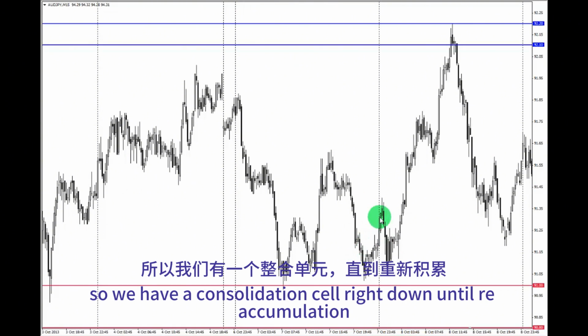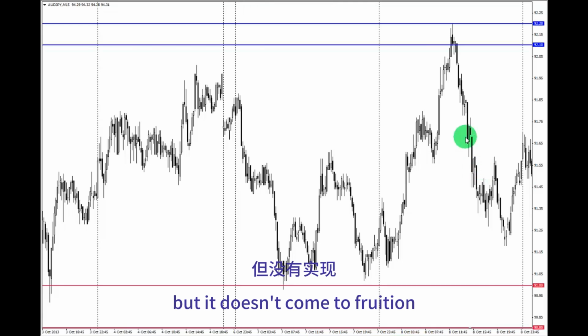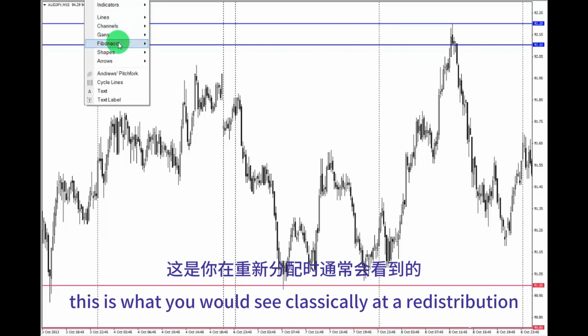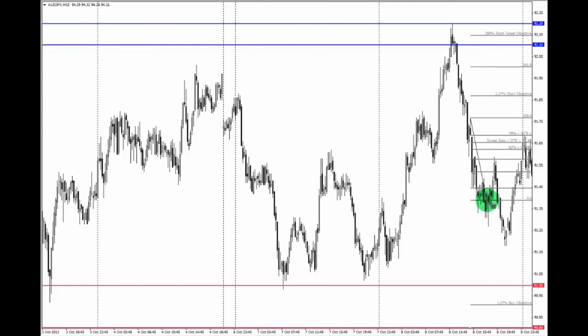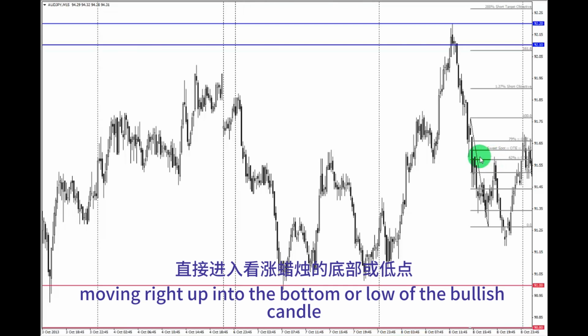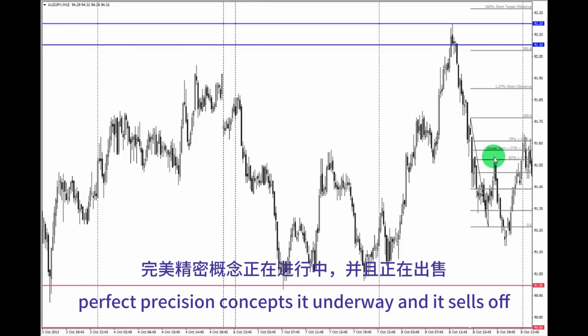So we have a consolidation, sell, right down into a reaccumulation, which could have been a distribution, but it doesn't come to fruition. We have the swing high here. This is what you would see classically at a redistribution. Okay, 62% retracement level, moving right up into the bottom or low of the bullish candle prior to the down move. Right there, perfect precision concepts underway, and it sells off.